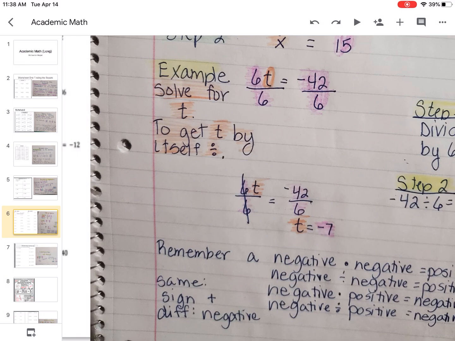So why is it negative? Because the signs are not the same. Negative 42 and positive 6. When the signs are different, you will end up with a negative, okay? When they are the same, you will have a positive.